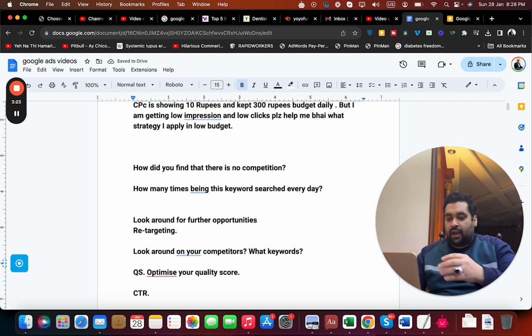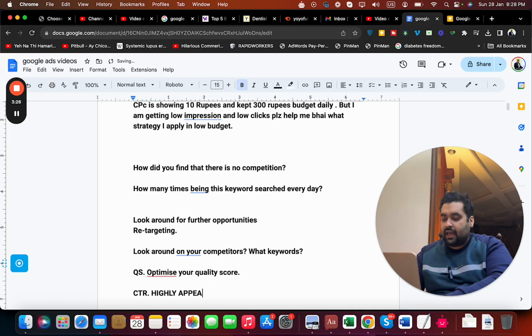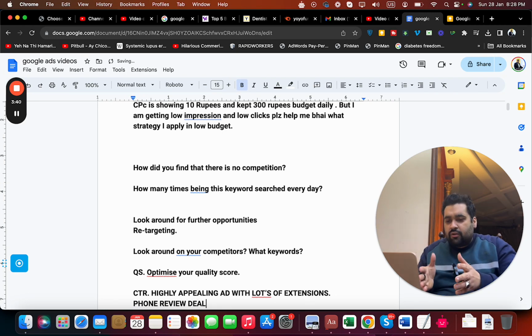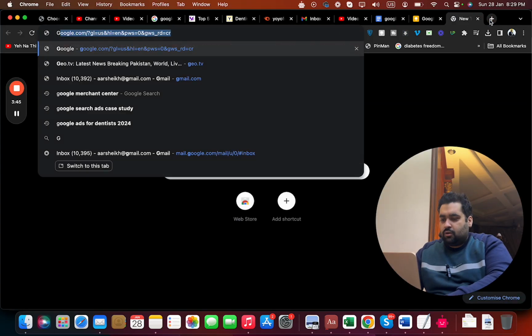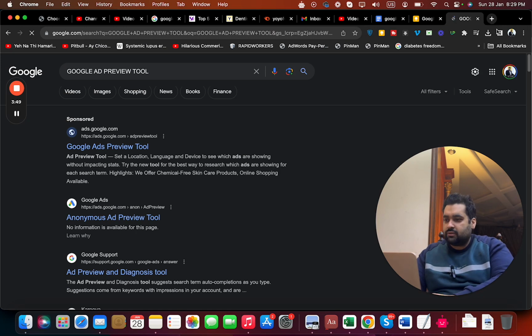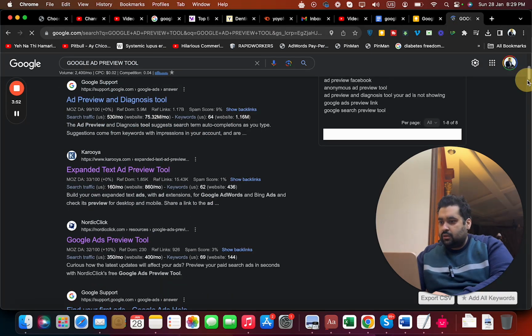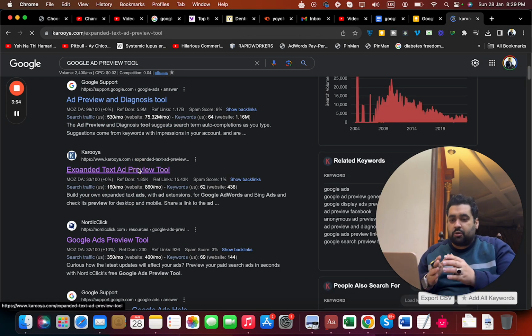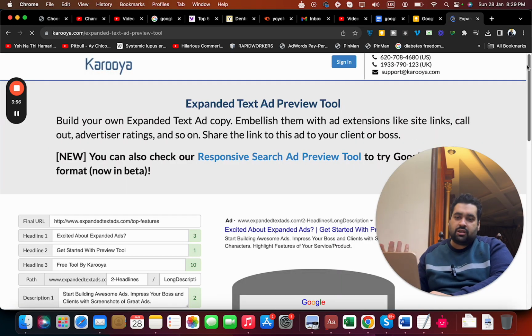To get it, you have to improve your CTR. CTR means click through rate, and to improve click through rate you need a highly appealing ad with lots of extensions, like phone, review, and deal extensions. Let me show you as well. There is a Google Ads preview tool which I've been using, and you can create a very appealing ad with it. It just previews.